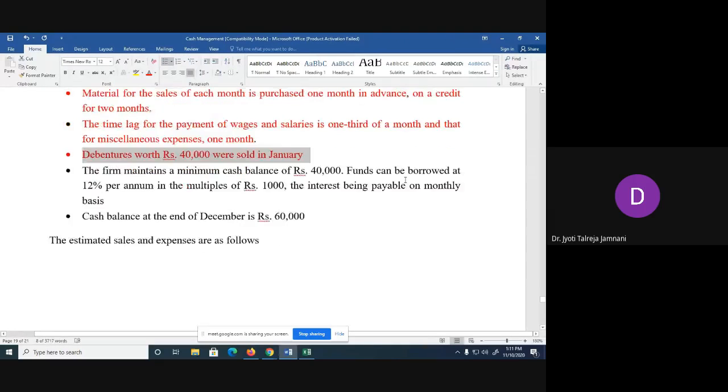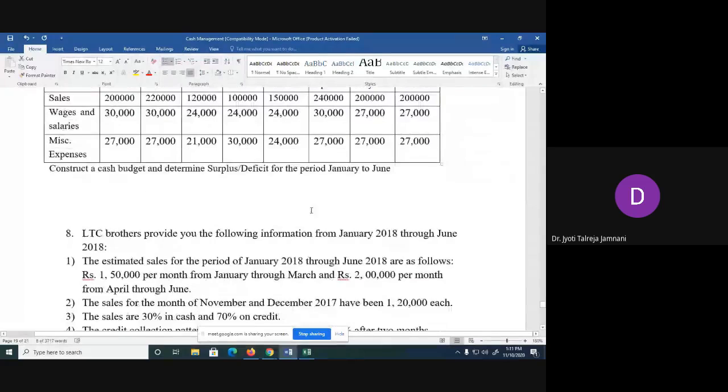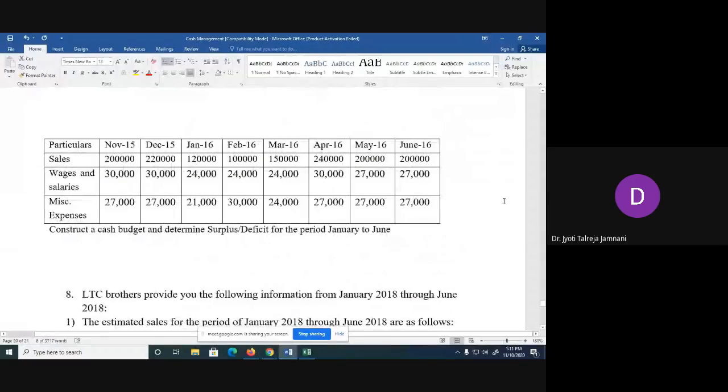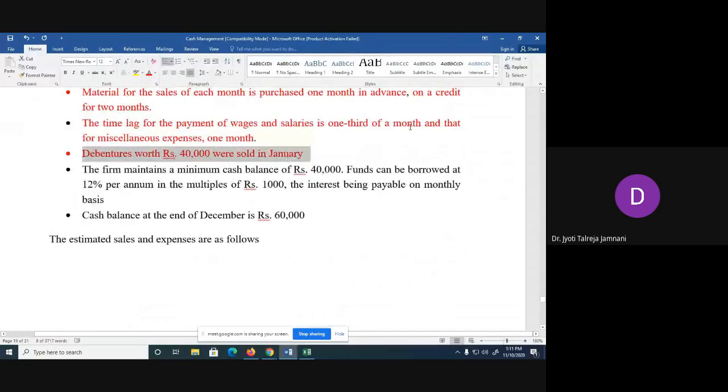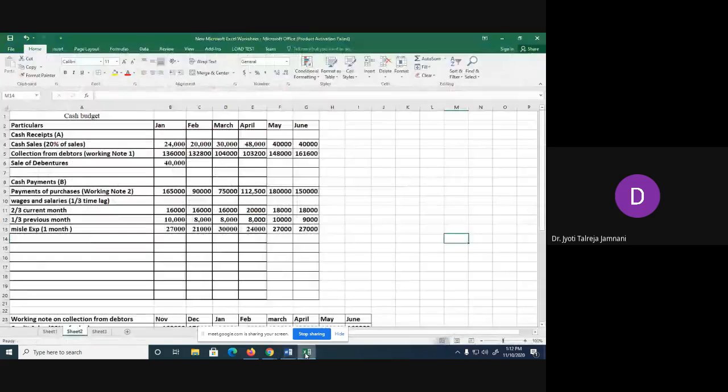So this is also done. We are left with the last two adjustments. And if you look at the table, we have completed the entire table also. The firm maintains a minimum cash balance of 40,000. Funds can be borrowed at 12% per annum in multiples of 1,000. Interest being payable on monthly basis. So all this we have to do for closing balance. And they have told cash balance at the end of December is 60,000. So this is nothing but opening balance for Jan. End of December balance will become opening for Jan. So these 2 points we will take into account after finding the surplus or deficit.